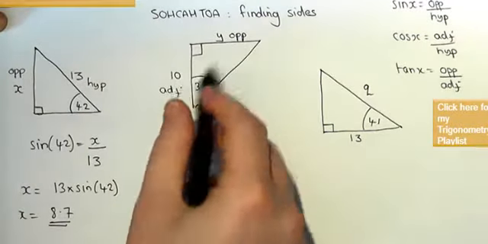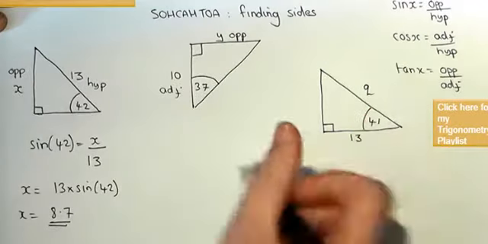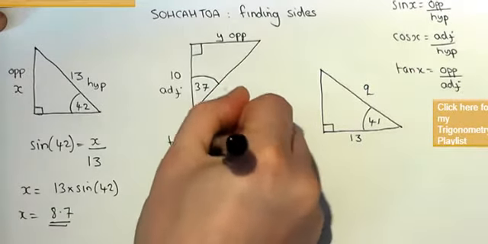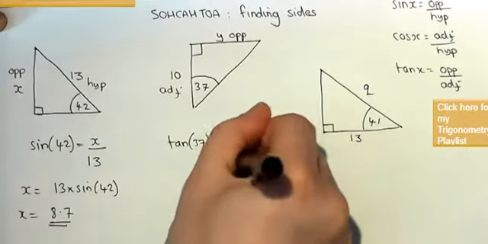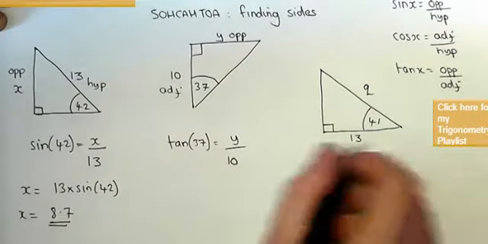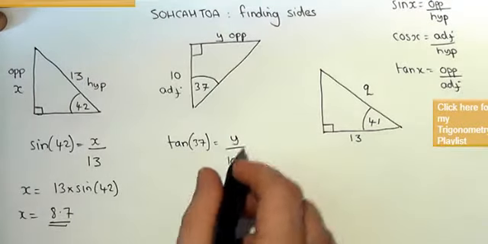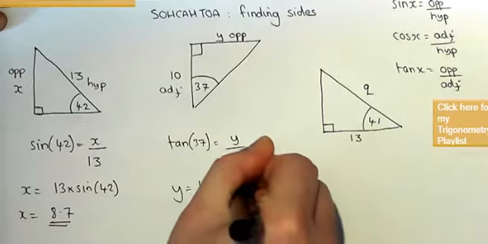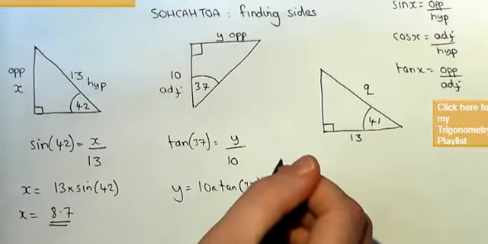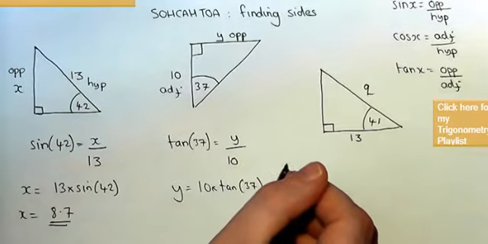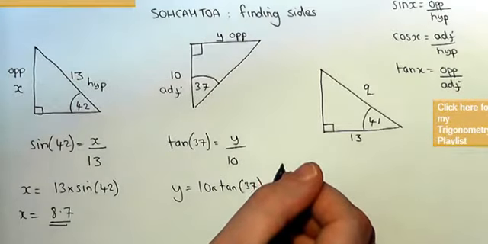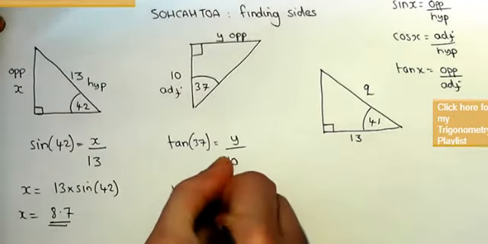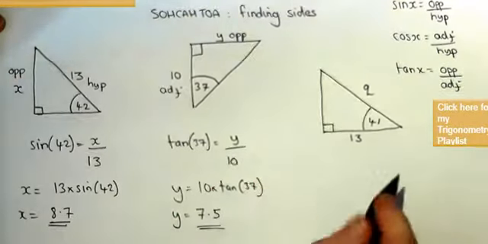So again, adjacent opposite is tan. So tan of the angle 37 equals opposite y over the adjacent. So again, to find y, I must rearrange the equation by timesing by 10. So y is 10 lots of tan 37. So I input that into my calculator, 10 lots of tan of 37, and the answer is 7.5. So y has a length of 7.5.